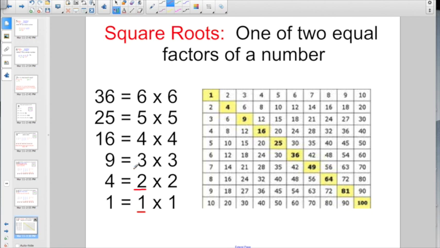Square root of 9 is 3 because 3 times 3 equals 9. Square root of 16 is 4. 4 times 4 equals 16. The square root of 25 is 5. Square root of 36 would be 6. Two equal factors have to make up a square root.